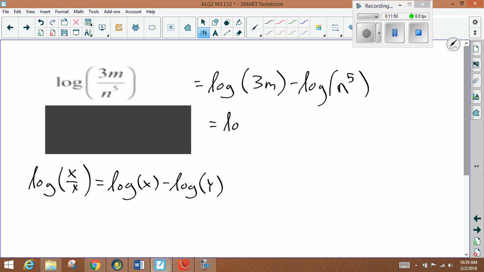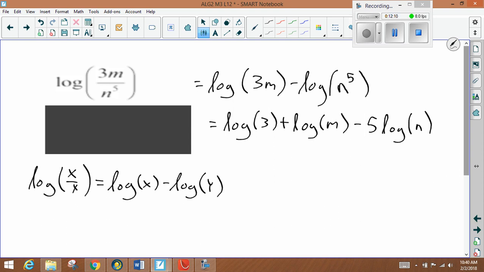First of all, I can now break this one up further, right? This is log base 10 of 3 plus log of m, because this has 3 times m, I can break this up. And then I'm going to pull the 5 out. You're just going to use those properties. Just like with your properties of exponents, you're going to get really comfortable with these. You're going to have them memorized, and it's going to be second nature to you. Okay?